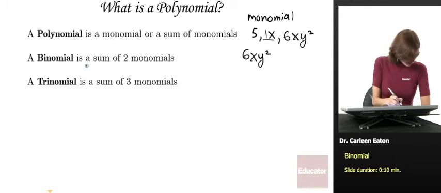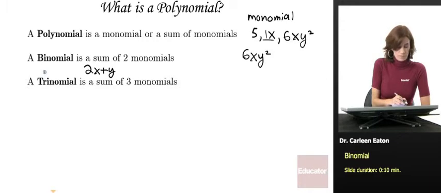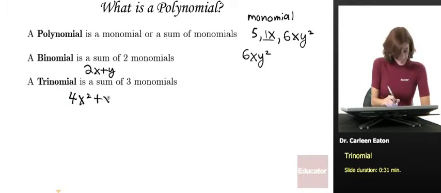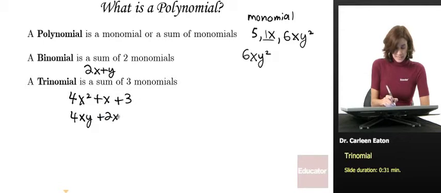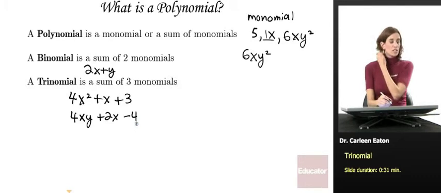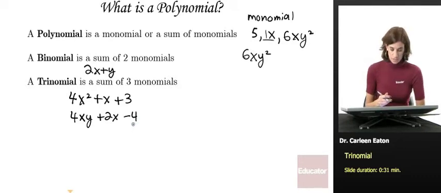If I sum or combine two monomials, such as 2x plus y, we call that a binomial. A trinomial is the sum of 3 monomials. For example, 4x squared plus x plus 3, that's a trinomial. Again, I could also use subtraction. So I could have 4xy plus 2x minus 4, and that's also a trinomial. You can also have longer polynomials. There might be 4 or even more terms.